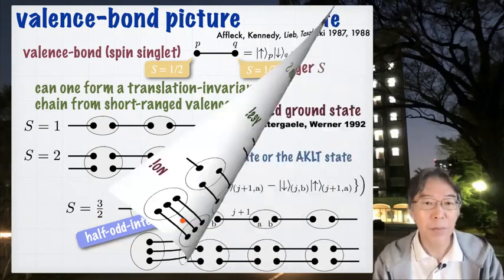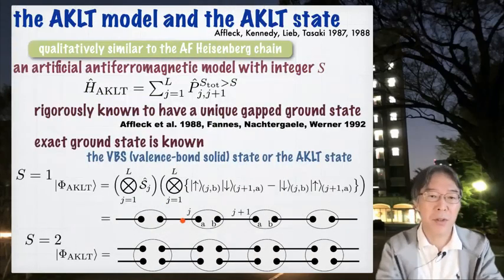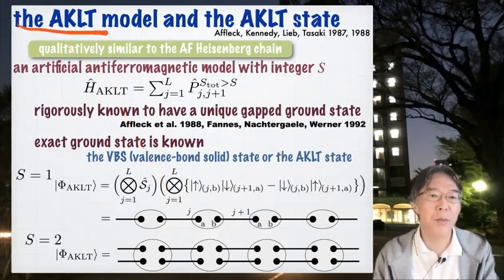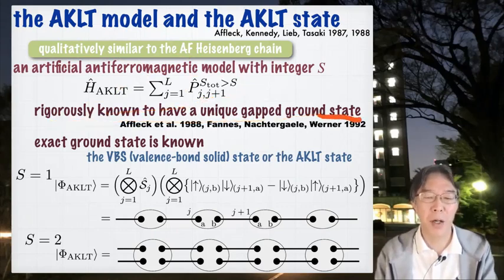Okay. Now, this picture is closely related to a model called the AKLT model. And it's an artificial model, but it's believed that it is qualitatively similar to the antiferromagnetic Heisenberg chain. And this is the Hamiltonian. It's written in terms of the projection operator, but I'm not going into detail. But anyway, it's rigorously known to have a unique gapped ground state. It's been proved. And for the S = 1 case, it was proved in this original paper. And for general S, the existence of a gap is proved in this very famous paper for MPS, matrix product states.